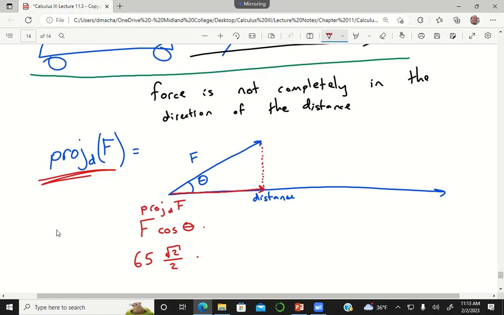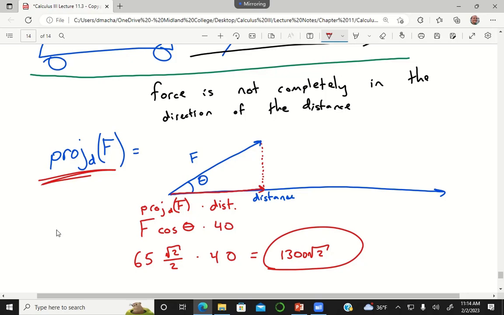And don't forget to multiply this projection of F onto D by the distance, because work is force times distance. This first factor is the force in the direction of the distance, and so I also have to multiply by the distance, which was 40 feet. And so this is going to be 130 square root 2. No, one more zero there, right? Isn't it 1300 square root 2? Yeah. Okay.